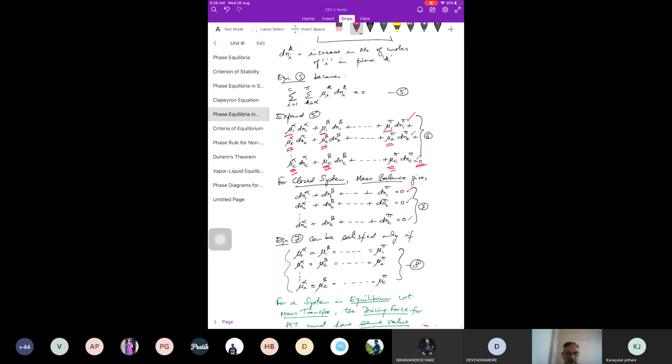If you take component 1, chemical potential is same in all the phases. If you take component 2, chemical potential is same in all the phases. If you take component C, then chemical potential is same in all the phases. Any questions on this equation 8?